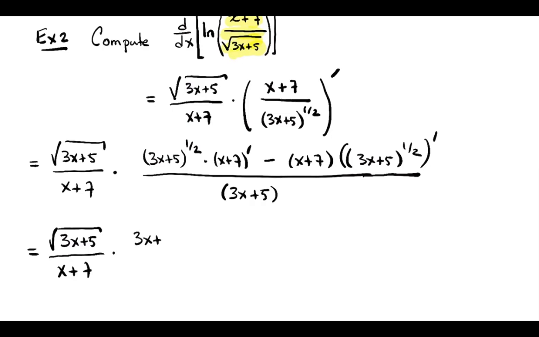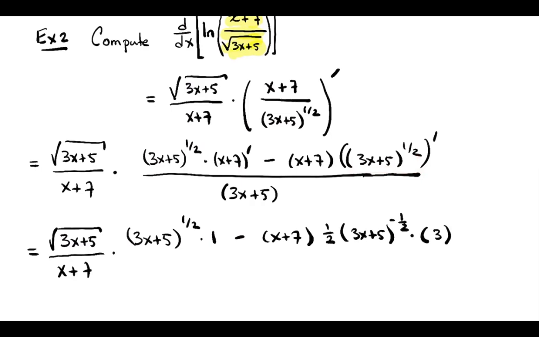So I've got 3x plus 5 to the 1/2. Now I'm taking the derivative. I'll just show you where I'm looking. The derivative of x plus 7 is 1. Then x plus 7 times the derivative of this square root term, that's also a chain rule problem, yeah? Because I'm taking the 1/2 power of 3x plus 5. So I'm just going to do this on the fly here so I don't run out of room. So that's 1/2 times 3x plus 5 to the minus 1/2 times the derivative of 3x plus 5, which I'm just going to write as 3.